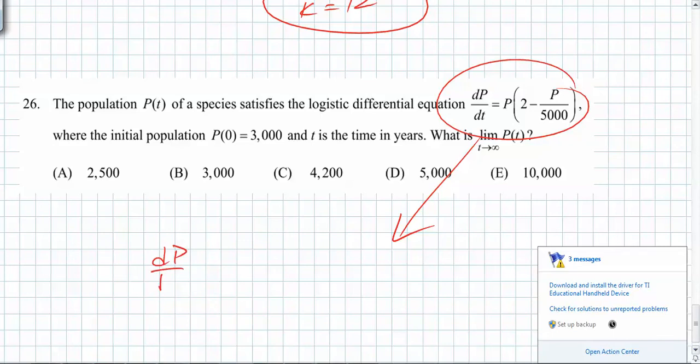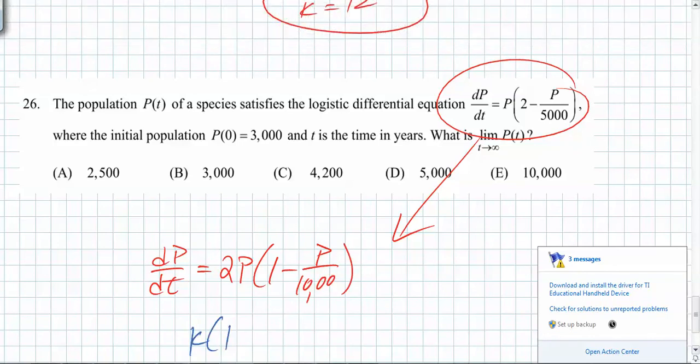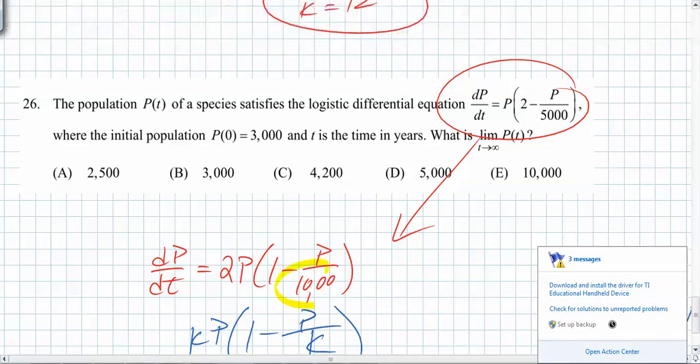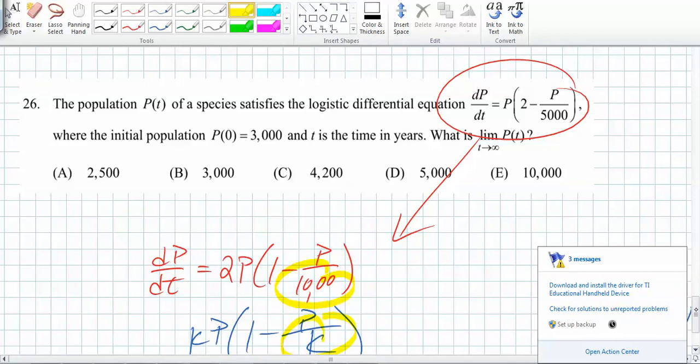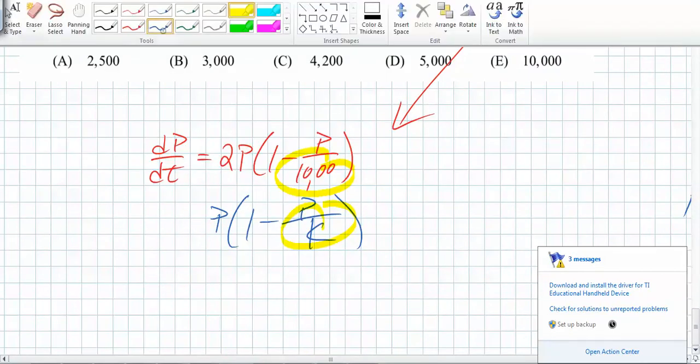So you know that dP/dt is equal to 2P times 1 minus P over 10,000 right there. So this right here, because it's k times P times 1 minus P over the carrying capacity, therefore this is your carrying capacity right there. Different k's, right? Oh, little k. Sorry, yeah. Right, exactly. 10,000 has 4 zeros, not just 3.